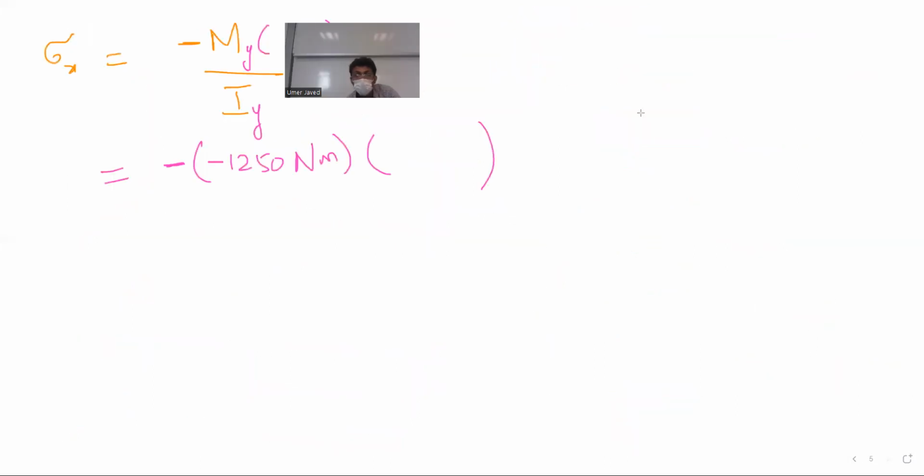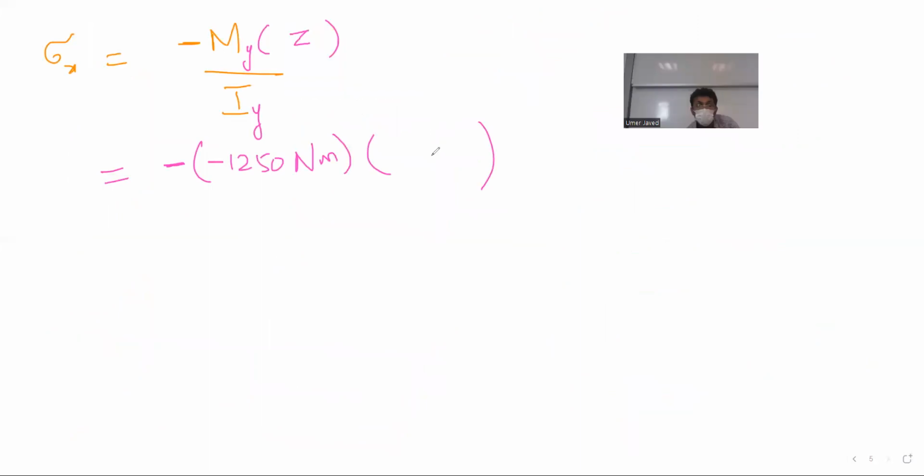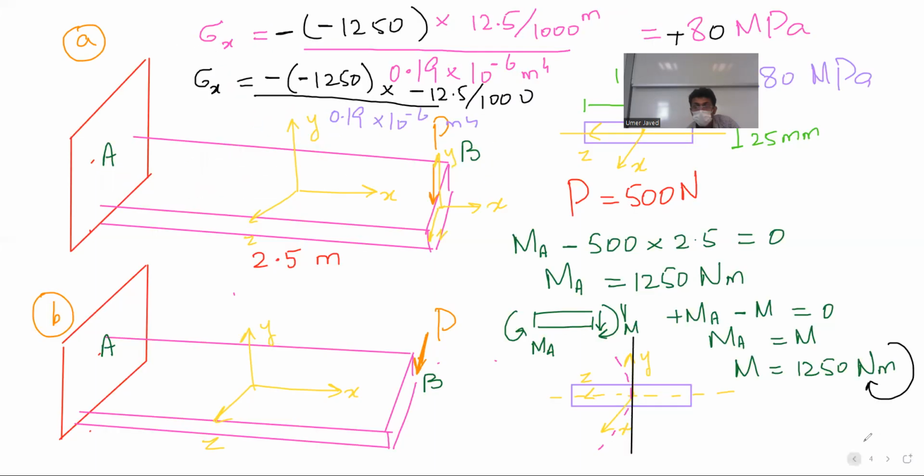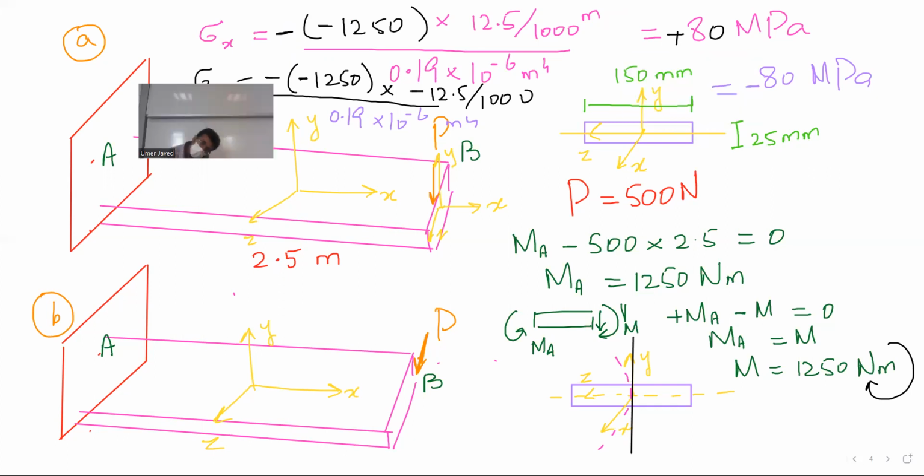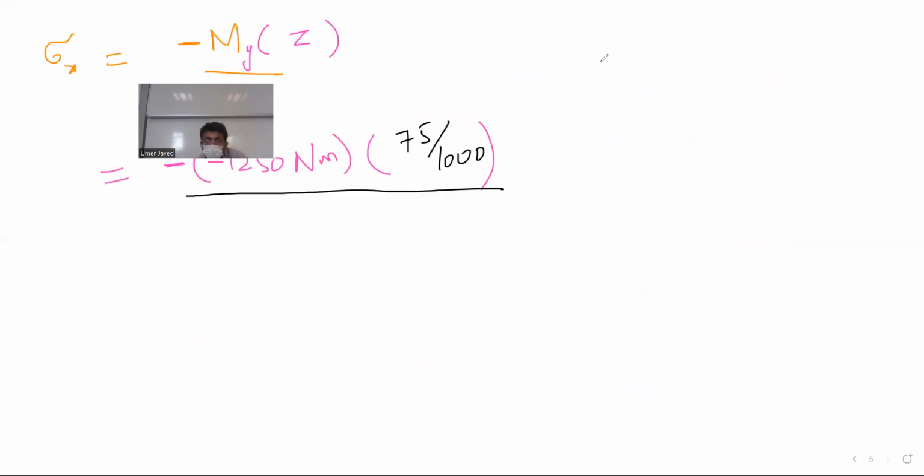And my maximum towards left or right is 75. Wow, this is amazing. 75 by 1000. Did anyone do the Iy, by the way? Iy is b h cube by 12. So it will be, hang on with me, please, 25 into 150 power 3.